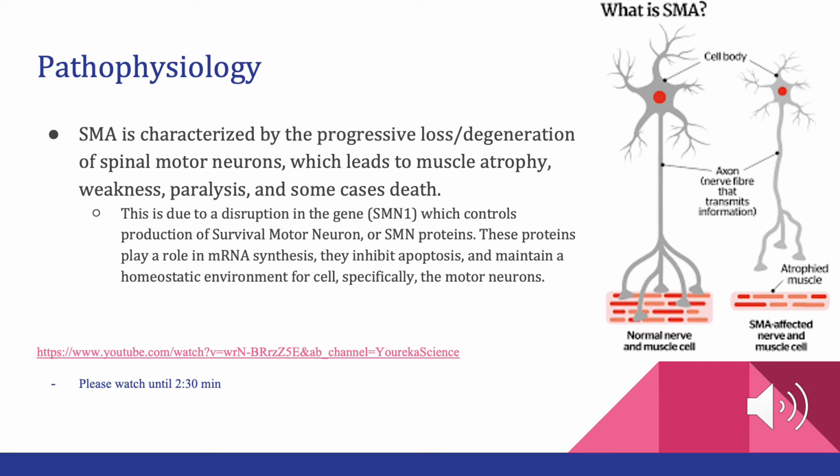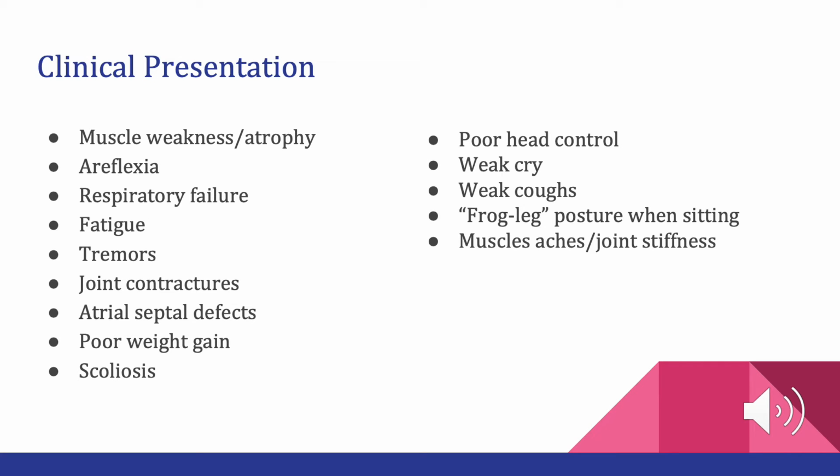Like we talked about, SMA is characterized by the progressive degeneration of spinal motor neurons, which leads to a lot of the symptoms that you'll see. And here is a list of a few that are common, like muscle weakness, atrophy, areflexia. We talked about how it can lead to death, and one of the biggest reasons for that is respiratory failure or failure of the diaphragm.